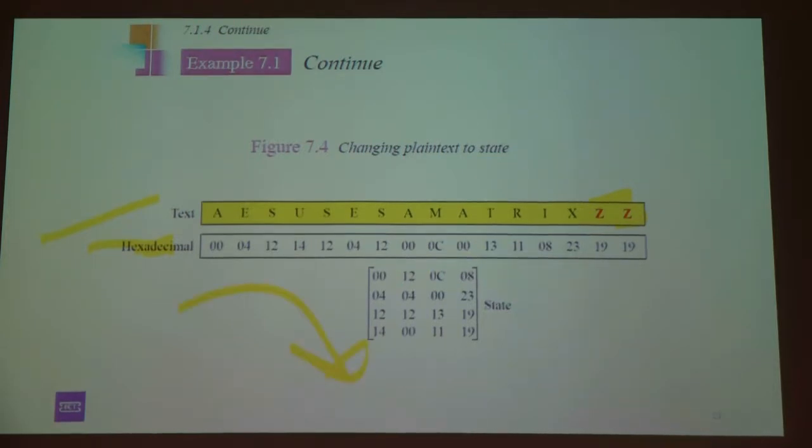a state, what do you do? So 00, here 00, 04, 04, 12, 12, 14, 14, and so on and so forth. All right? So I don't think you can get confused. You can't get confused after this, right? Okay, how to convert and convert back.